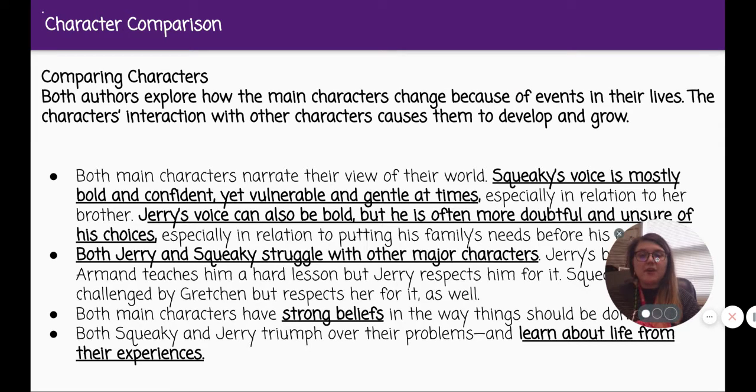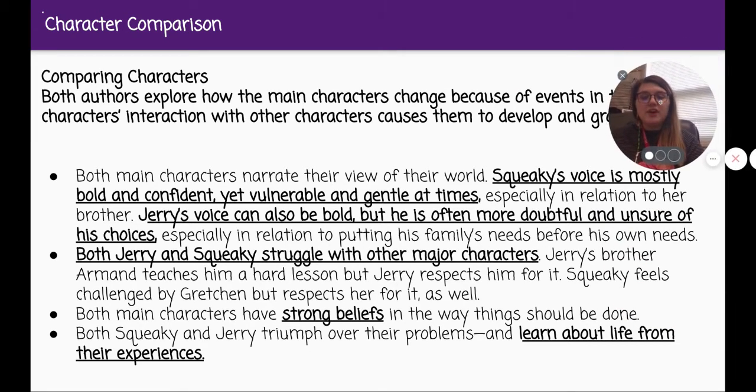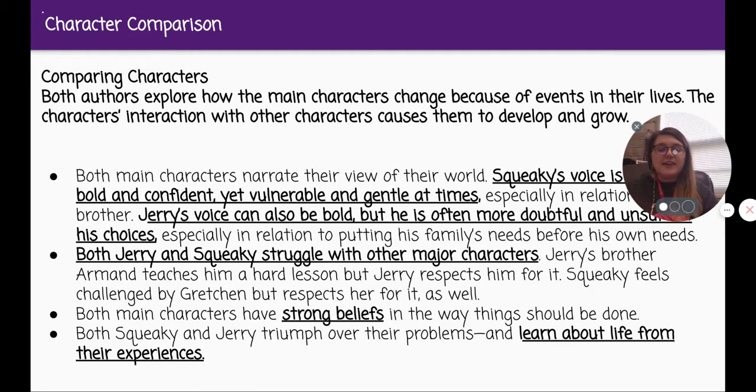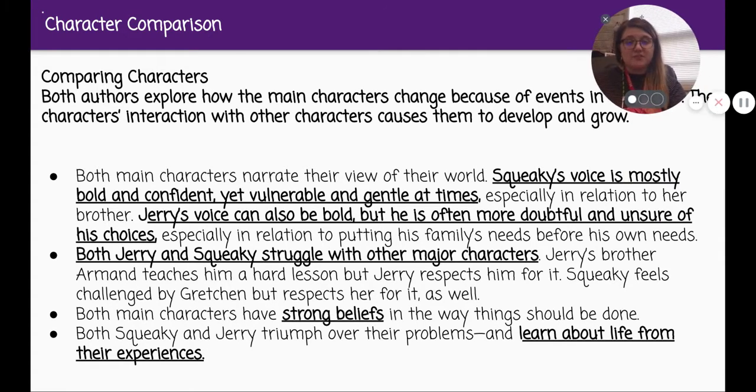But when we compare our main characters, both authors explore how the main characters change because of the events in their lives. The characters' interactions with other characters causes them to develop and grow as we read. So let's talk about some of the similarities.